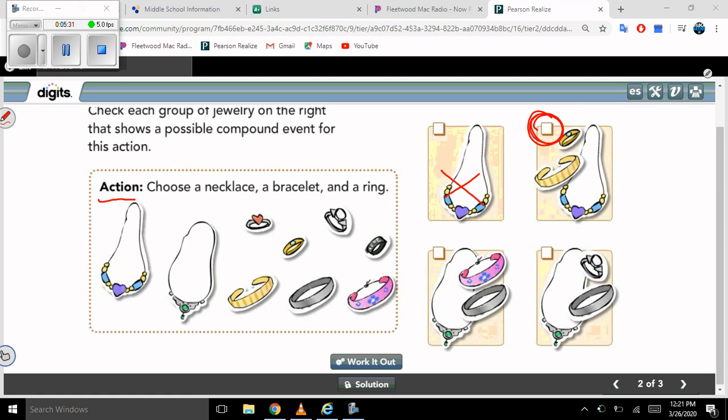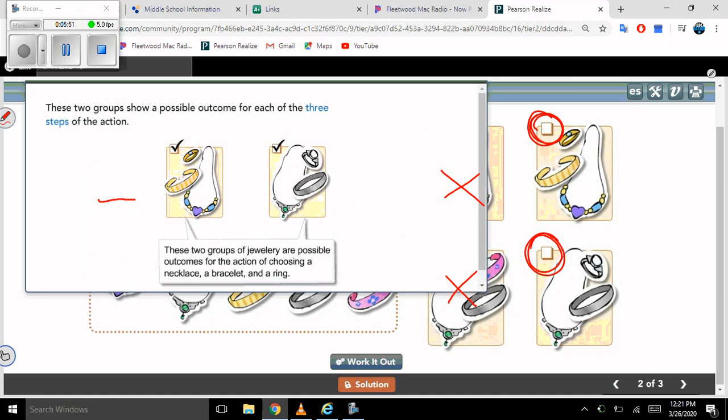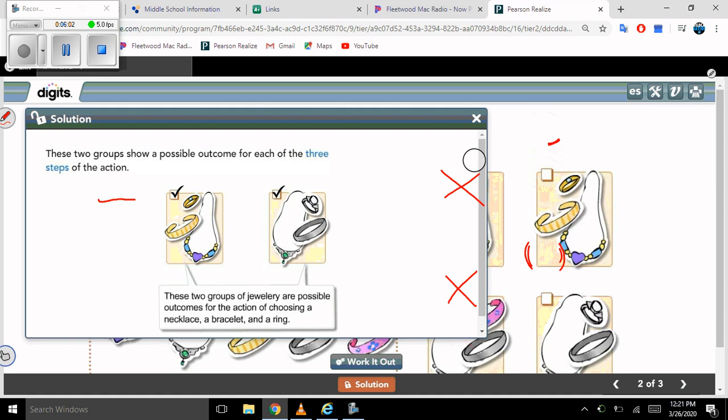How about on the next one? Do we have a necklace? Yes. But note that we have two bracelets. And if we have two bracelets but no ring, that's not going to work. And then on the third one, we have a necklace. We have a bracelet. And we do, in fact, have a ring. So I would think it's going to be these two particular situations. And they agree with us. Questions there? Okay, let's carry on.